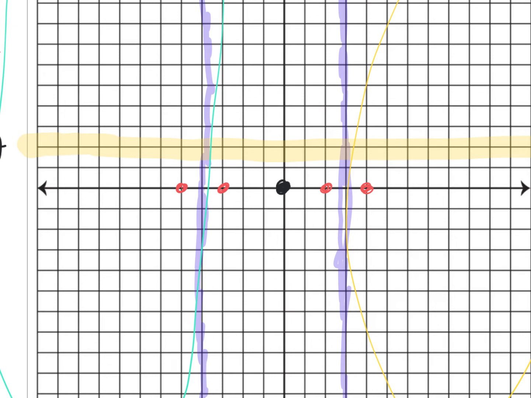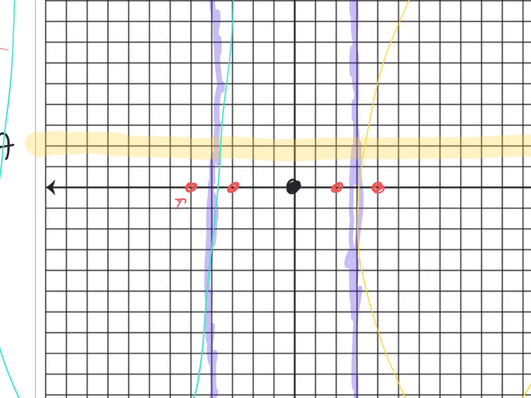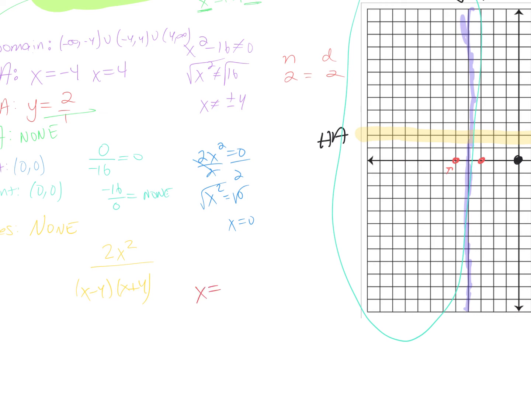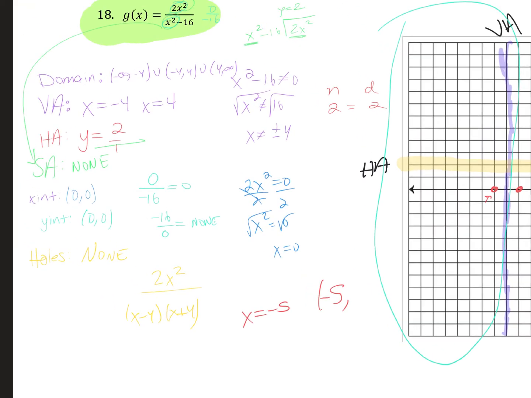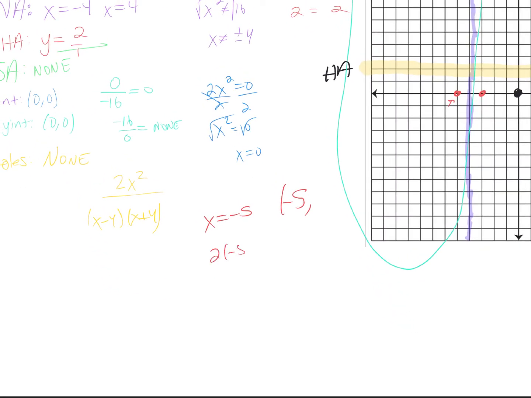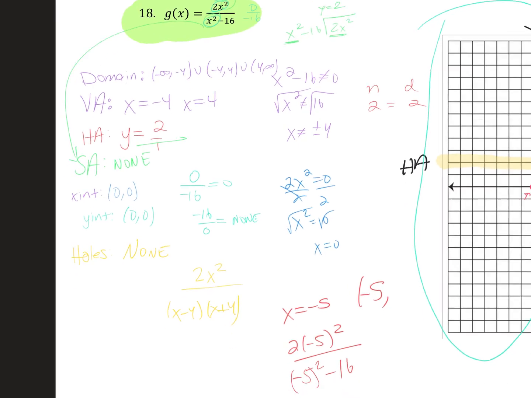Okay, so I'm going to try this first one, the furthest one to the left. So that's 1, 2, 3, 4, -5, right? Do you guys see what I'm talking about? This point right here? I'm going to plug in -5 to my function. I'm going to say x equals -5. So when I plug in -5, what do I get out? What is this, 2x squared? So 2 times -5 squared over -5 squared minus 16.